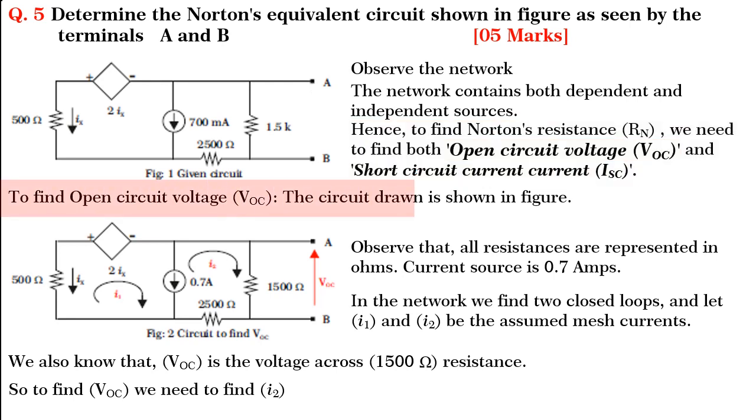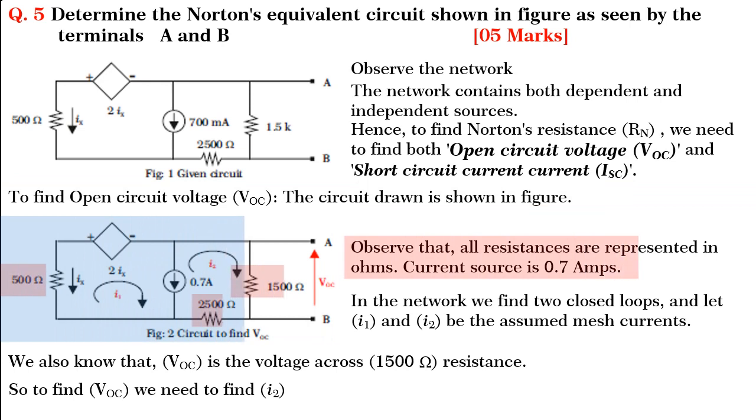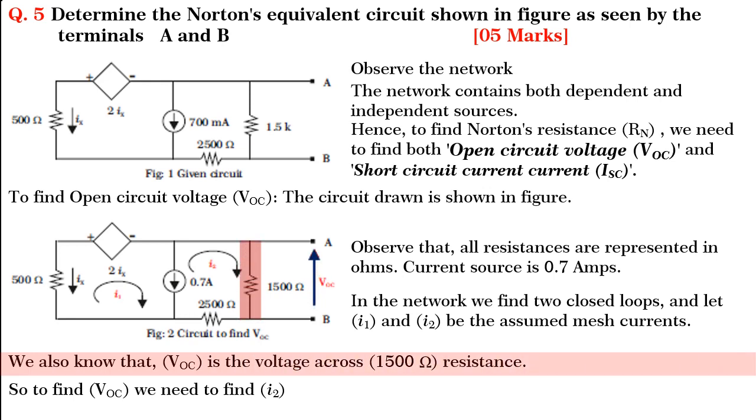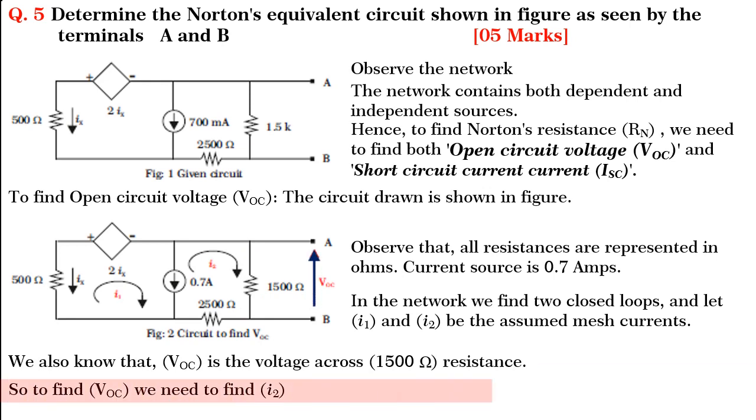ISC. To find the open circuit voltage VOC, the circuit drawn is shown in figure. Observe that all the resistances are represented in ohms and the source current is 0.7 amperes. Friends, in the network, we find two closed loops and let I1 and I2 be the assumed mesh currents. We also know that VOC is the voltage across 1500 ohm resistance. So, to find VOC, we need to find I2.